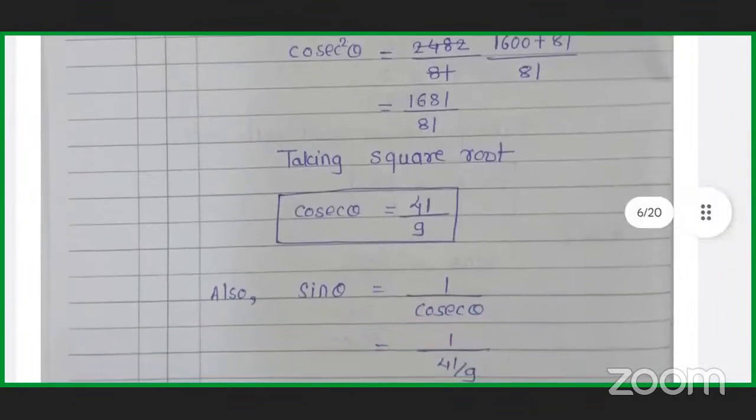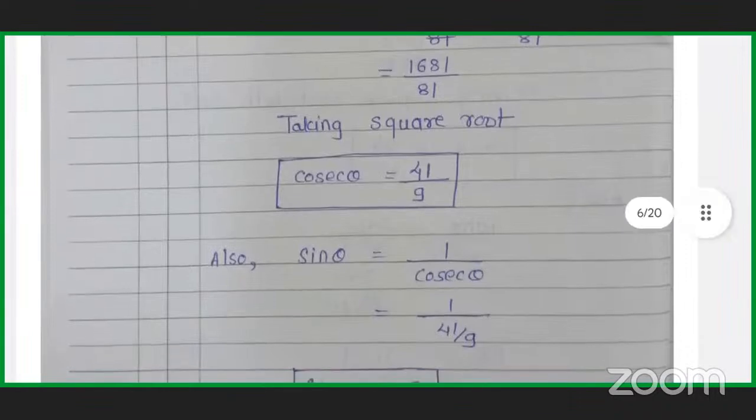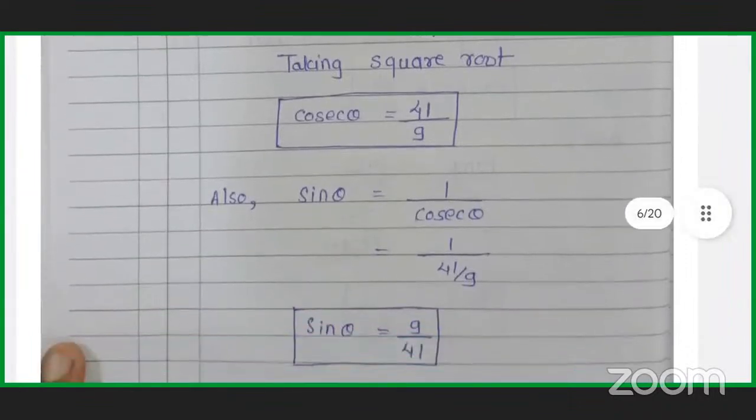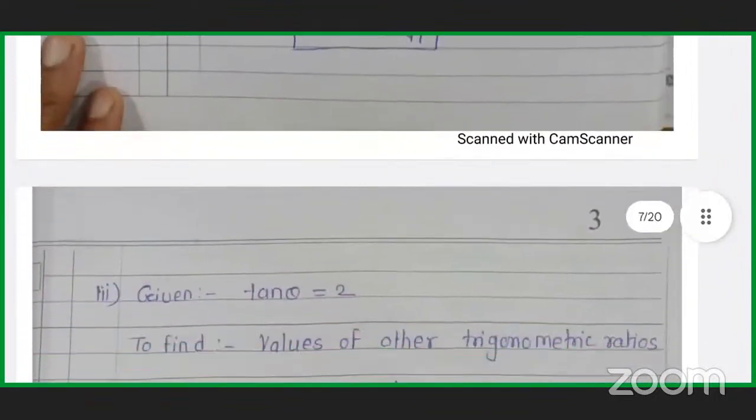Then we have to find out the value of sin theta. So sin theta is nothing but 1 upon cosec theta. So 1 upon 41 upon 9. So what is the value of sin theta? 9 upon 41. Then focus on our third question.